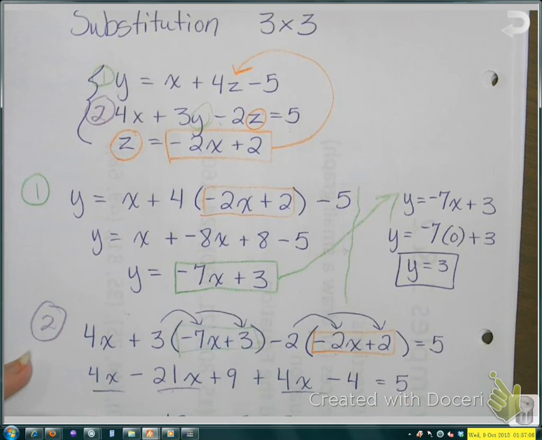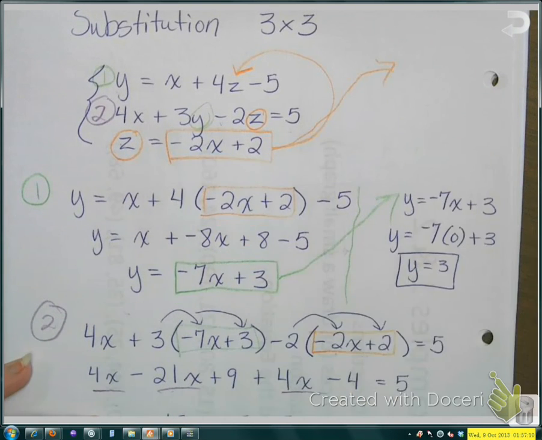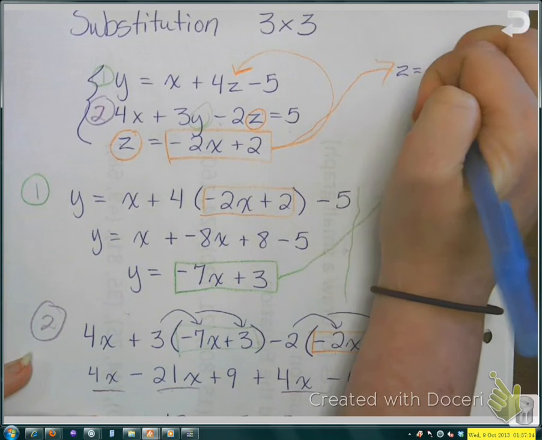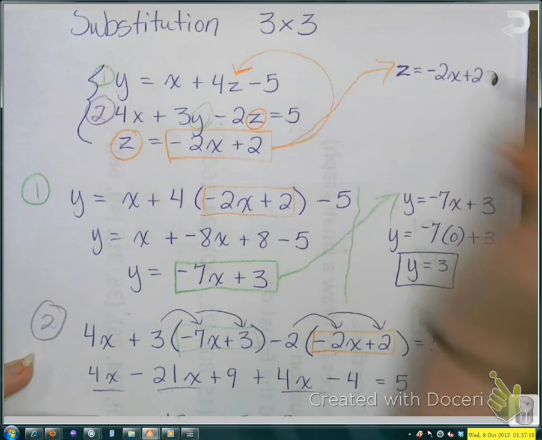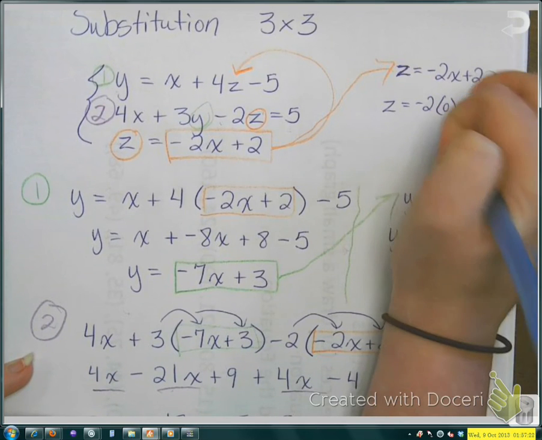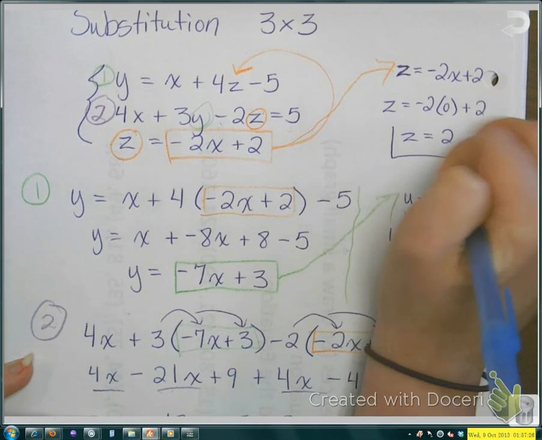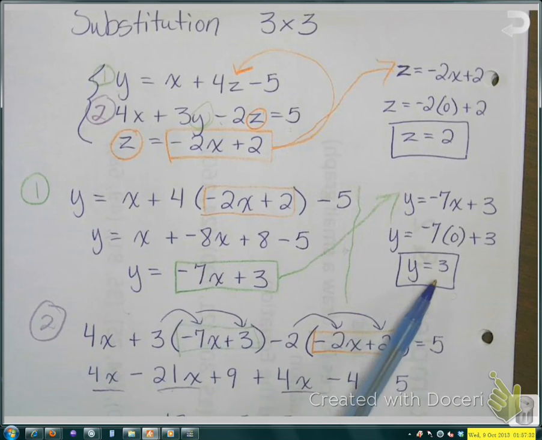Easy enough. And then check it out from this original equation up top. We're going to plug in for z. I have negative 2x plus 2. Right? And x, again, is 0, so we're going to plug in the 0. We simplify that, and we get z is 2. So our answer is 0 for x, 3 for y, and 2 for z.